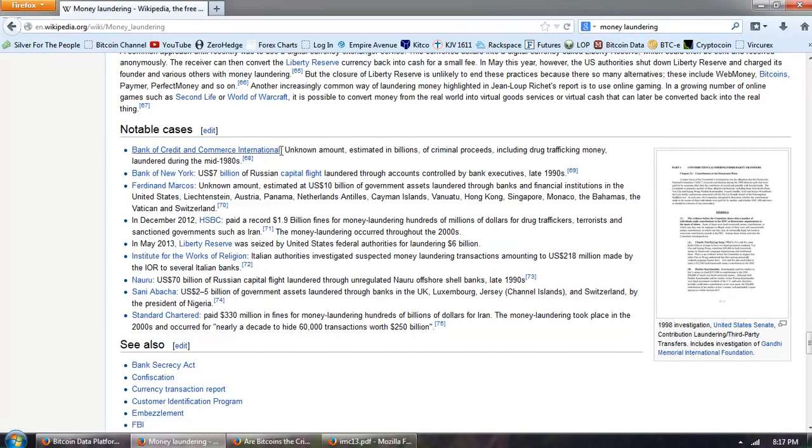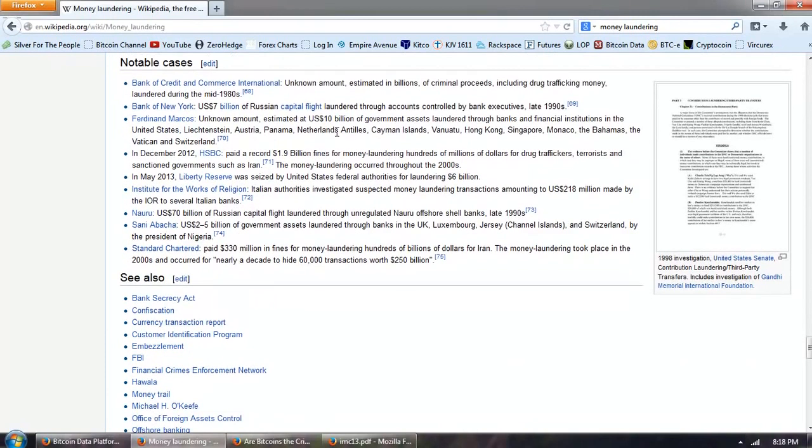Bank of New York, U.S.: $7 billion of Russian capital flight, laundered through accounts controlled by bank executives in the late 1990s. Ferdinand Marcos, we all know about him. In December 2012, HSBC paid a record $1.9 billion in fines for money laundering hundreds of millions of dollars for drug traffickers, terrorists, and sanctioned governments such as Iran. The money laundering occurred through the 2000s.